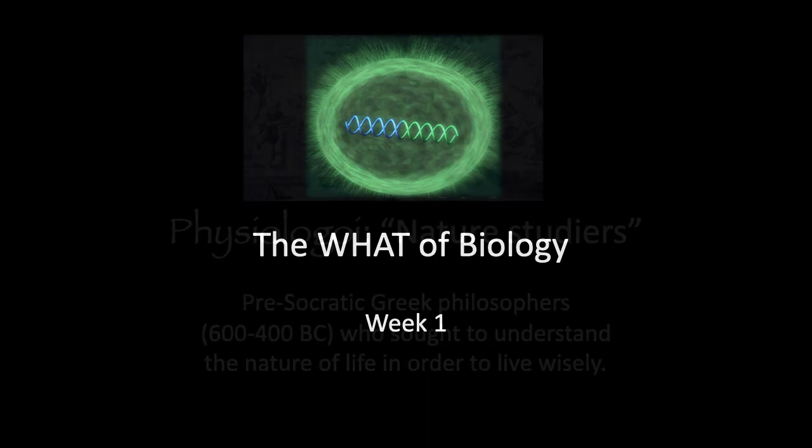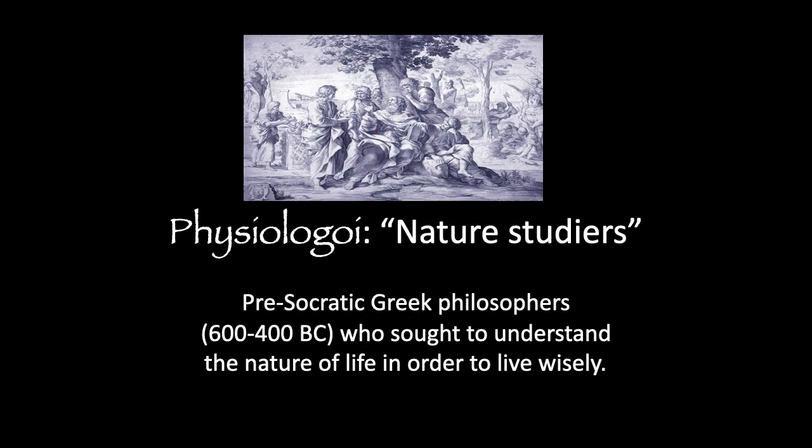Okay? So, where I would start you off is with these guys, the physiologoi, the nature studiers. They're nature philosophers. They're pre-Socratics, meaning they're way back. And they sought to understand the nature of life, or they studied living organisms, or how nature works, quote unquote, in order to live wisely. And so I want to be clear, these aren't necessarily the first scientists, these are natural philosophers, and they want to know how to live wisely.